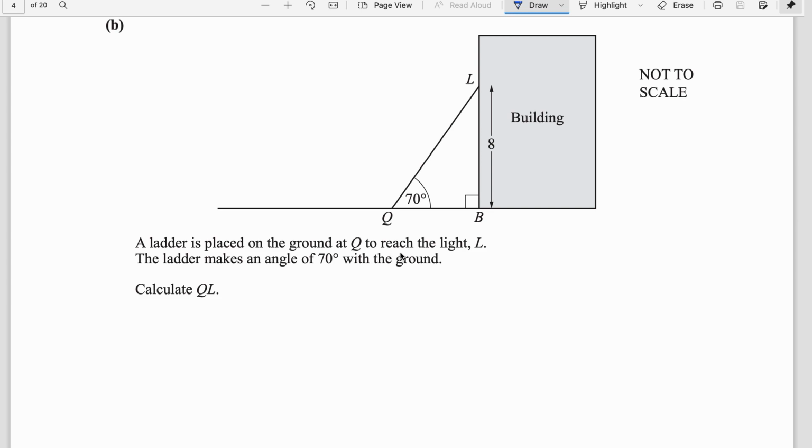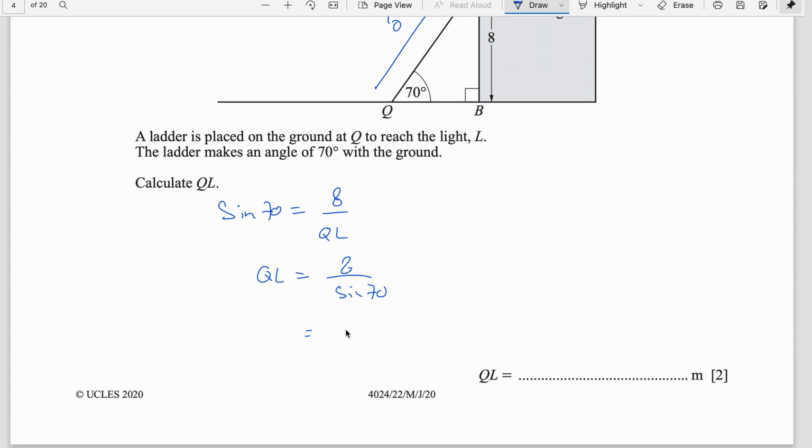A ladder is placed on the ground at Q to reach the light L. The ladder makes an angle of 70 degrees with the ground. Calculate QL. So sine of 70 is perpendicular over hypotenuse. So solve for QL and we get 8.51 meters.